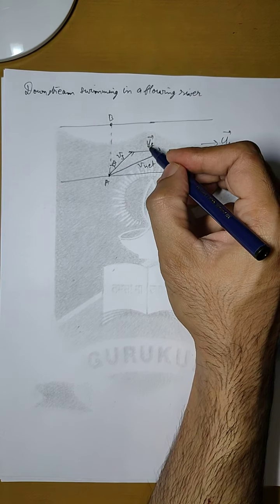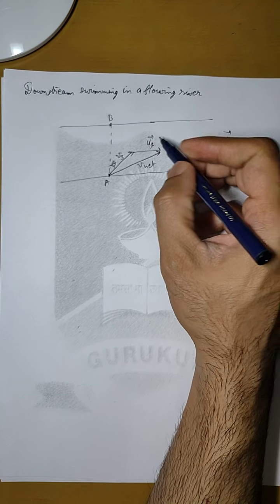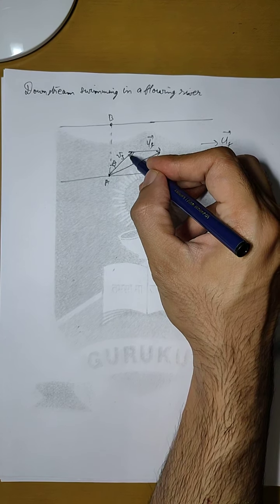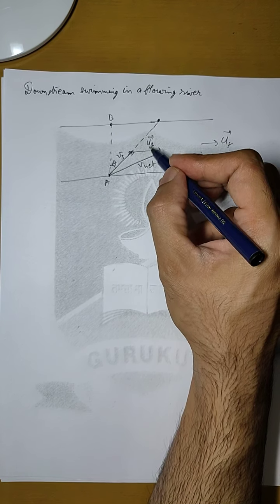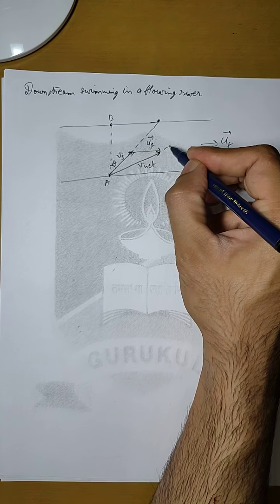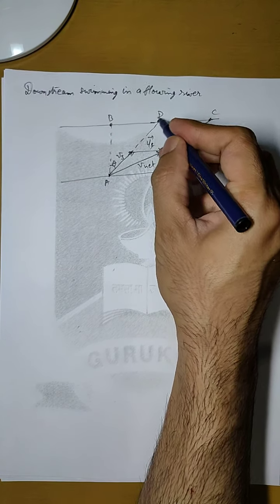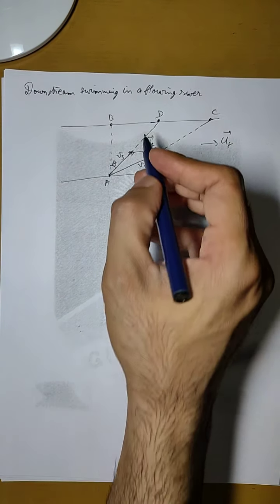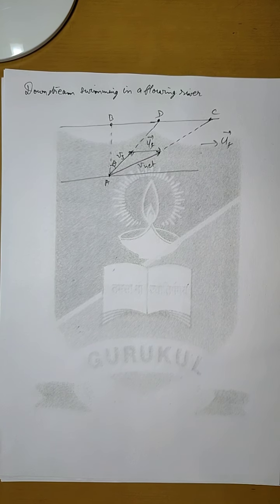Now if there were no Uf, if it was stationary water, if the river was not flowing, then the swimmer would have reached this point. But because of Uf, the swimmer has drifted in this direction and is reaching in the direction of Vnet, which will be here. So this will be our point C, and let us say that this is point D. Earlier this D point was here in the previous example that we took.